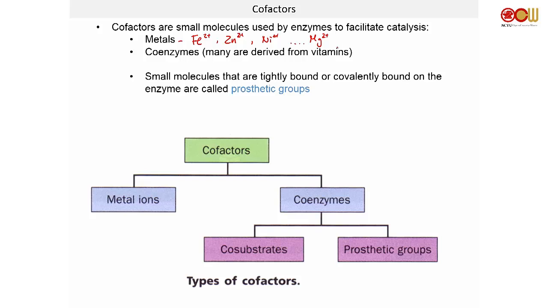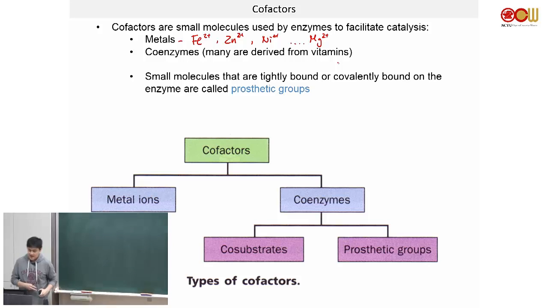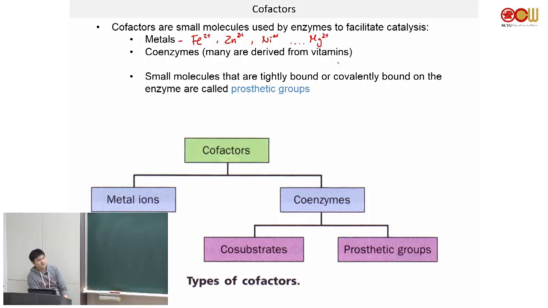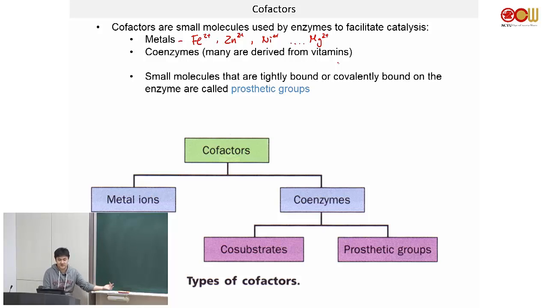Magnesium, you see that a lot. Manganese, you do see sometimes. So those are metal ions. You can also have coenzymes. Coenzymes are small molecules, and for the most part, they're derived from vitamins. So all of the stuff that you take, vitamin B 1, 2, 3, 4, 5, 6, 7, those are used for coenzymes. They are used for making some chemical reactions.